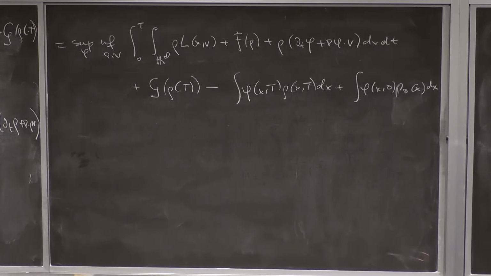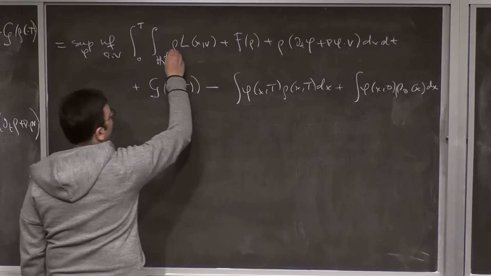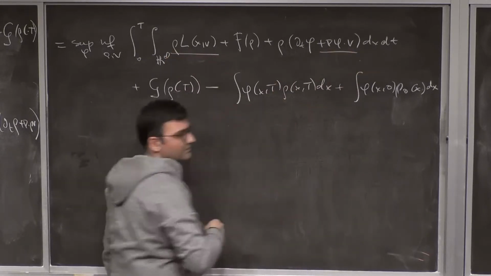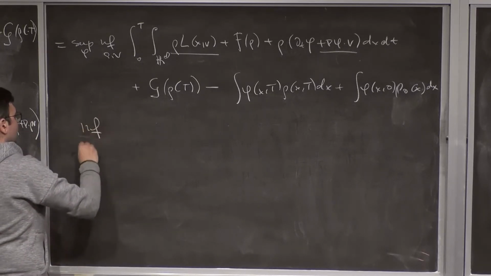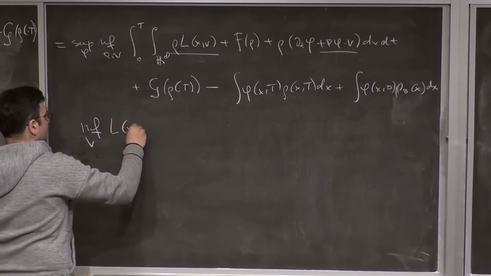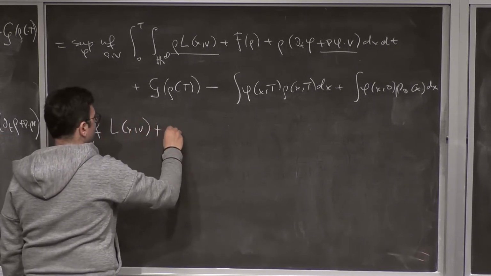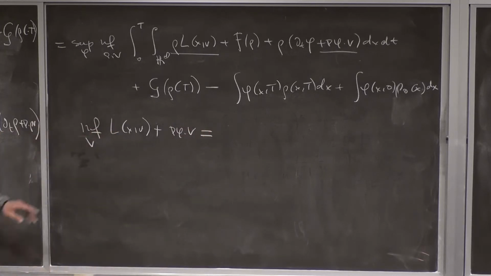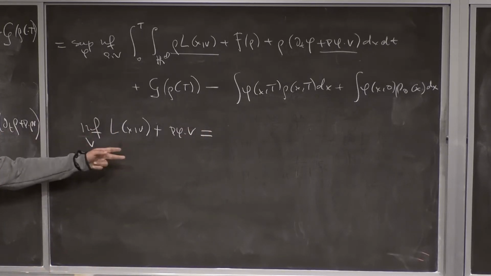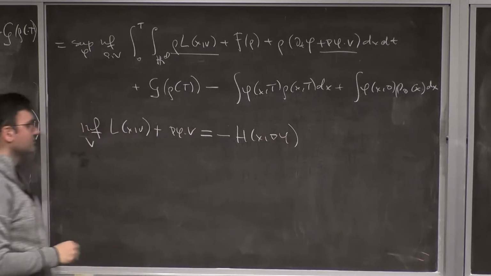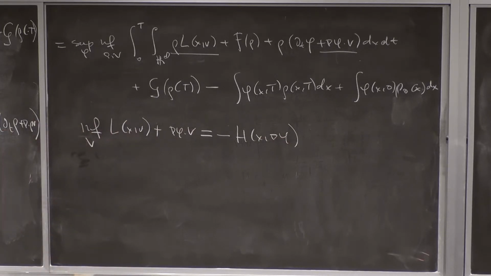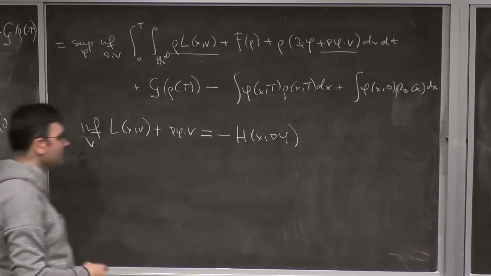So first, let's optimize in V here. The terms that contain V are this one and this one, right? And so what we'll get is that the infimum in V of Lxv plus grad phi dot V is equal to, so we recognize here the Hamiltonian, right? So this is going to be minus h of x, grad phi, right? Because I was defining the h as the sup of the negative of this.